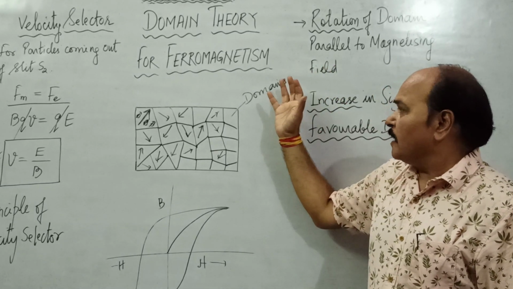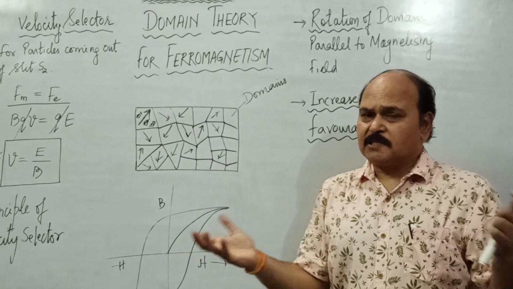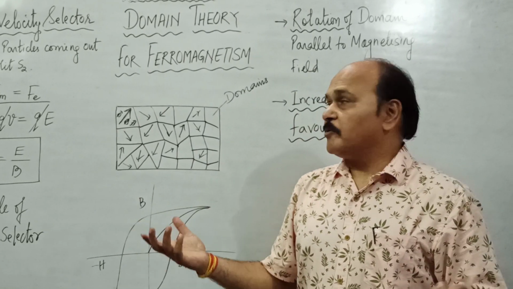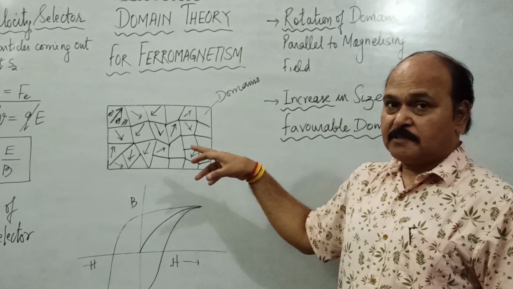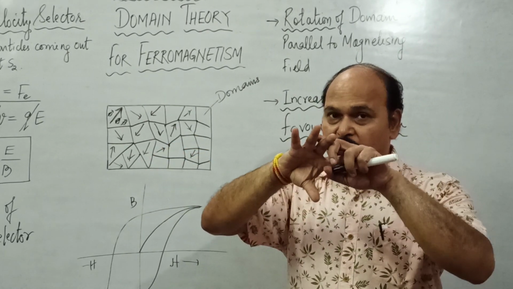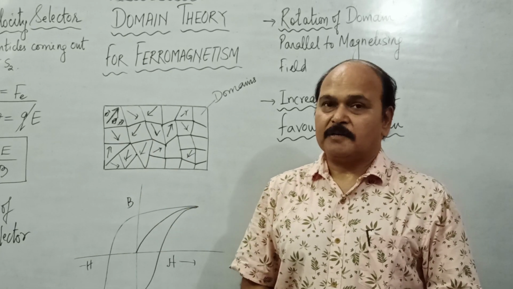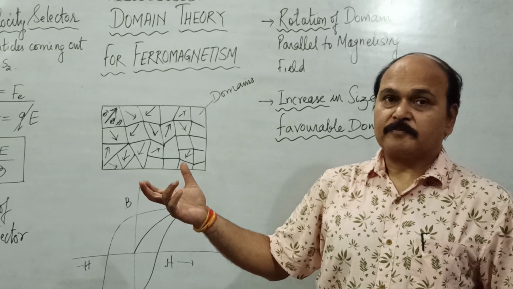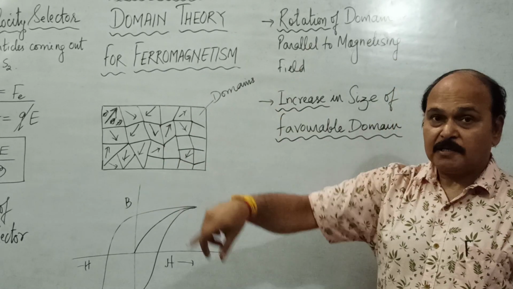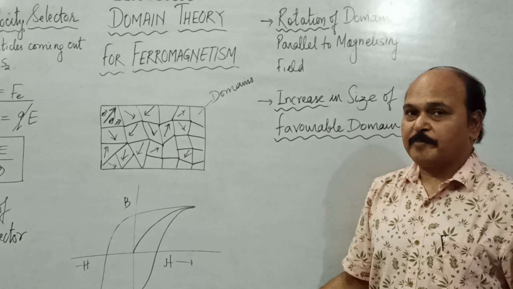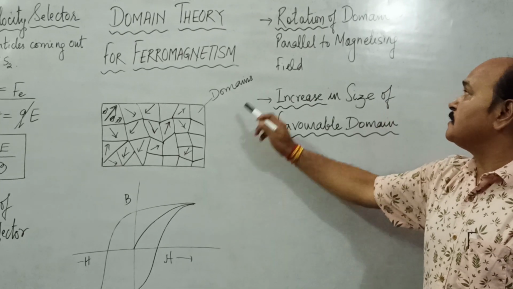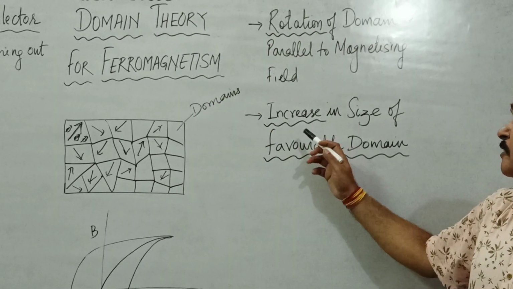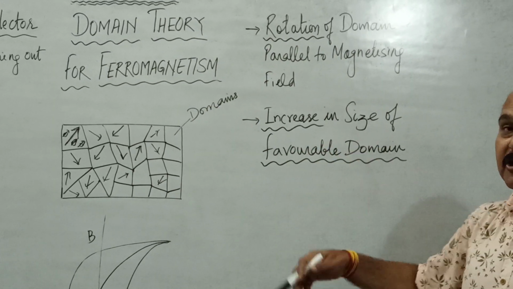An ordinary piece of iron, we know, doesn't behave like a magnet unless it is placed in a magnetic field. Why? Because all these domains normally remain randomly and haphazardly distributed. Therefore, the net dipole moment of the whole substance remains zero. But once this substance is placed in a magnetizing field, what happens? The domains start rotating in the direction of the external field, or the size of the favorable domain increases.